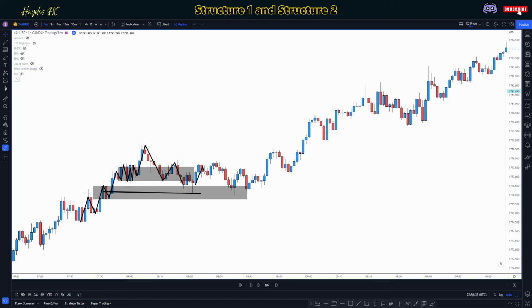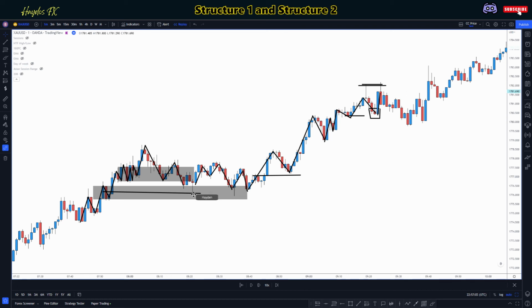We consolidate for a bit. Then the structure eventually starts to continue, pushes up, down, up, down, up, down, up, down, up. Little pullback. Nothing's actually breaking the high. So you're not looking at these lows. This low here is fine, but you're not looking at this as a low, because this low hasn't achieved anything, hasn't closed higher. So you're looking at this as your low, and then this is your second structure.